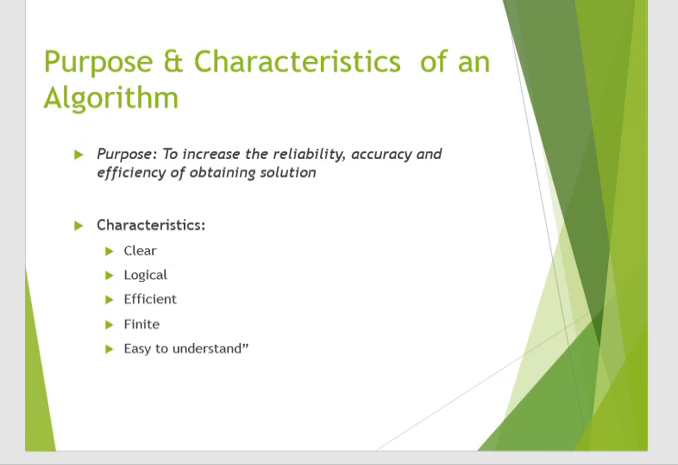Purpose and characteristics of an algorithm. The purpose is to increase the reliability, accuracy, and efficiency of obtaining a solution. And there are some characteristics of an algorithm which need to be taken into consideration. It should be clear, logical, efficient, finite. Finite means there should be a finite number of steps. After that, the algorithm stops, and it is easy to understand.